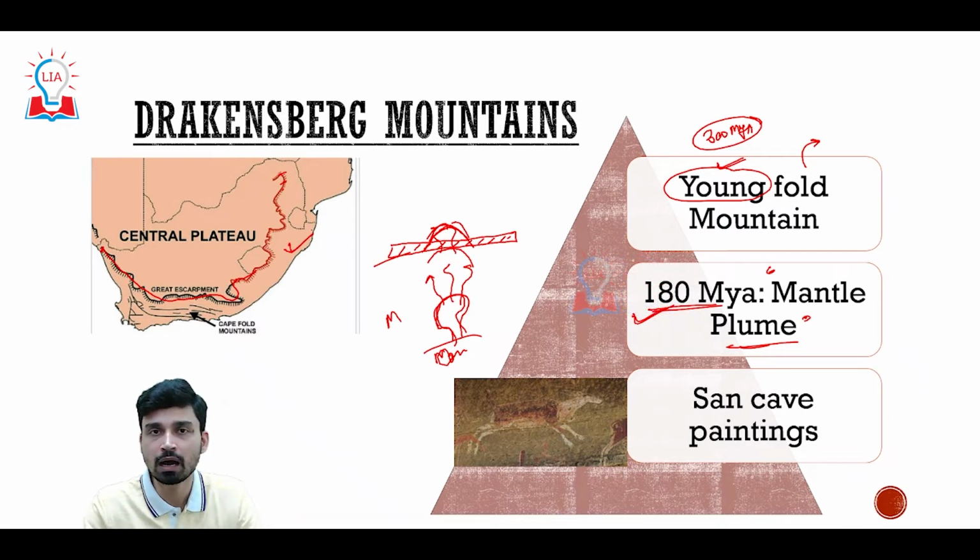It is similar to how the Deccan Plateau in India also formed, when India was passing over around Reunion Island, where the mantle plume emerged, leading to an activity called hot spot activity.